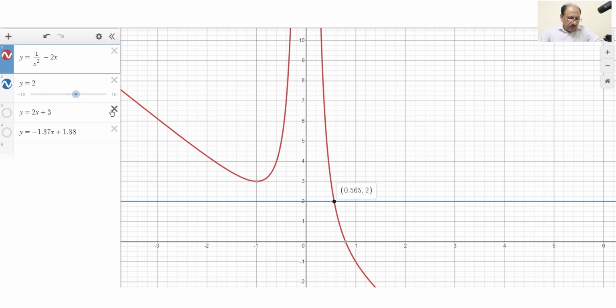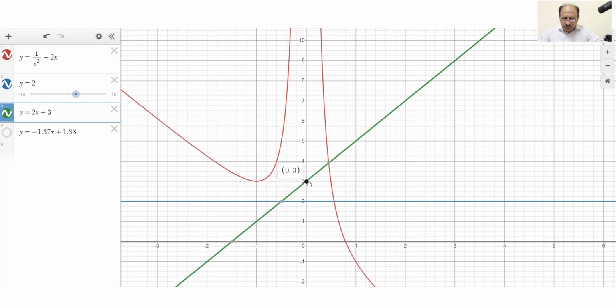Next, we have the line y is equal to 2x plus 3, which we also have to plot. This is the line y is equal to 2x plus 3, and you can check it is passing through 0 and 3. This is the point of intersection with the curve, which is 0.45, and in our working we have written 0.5.